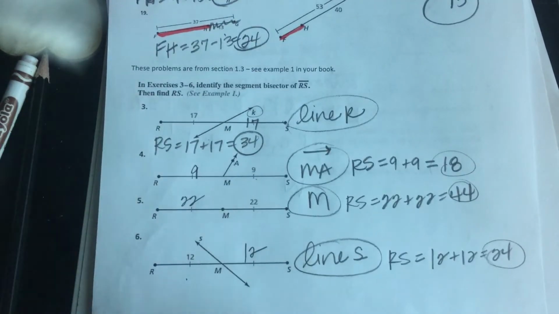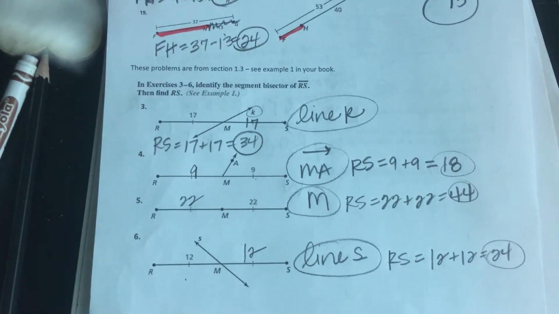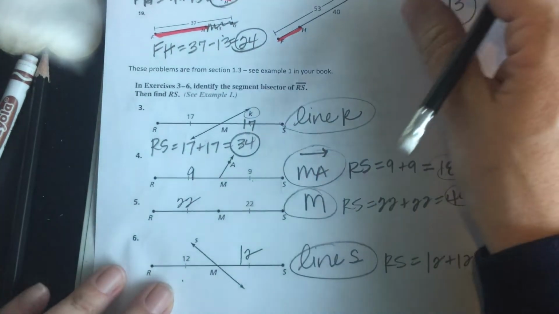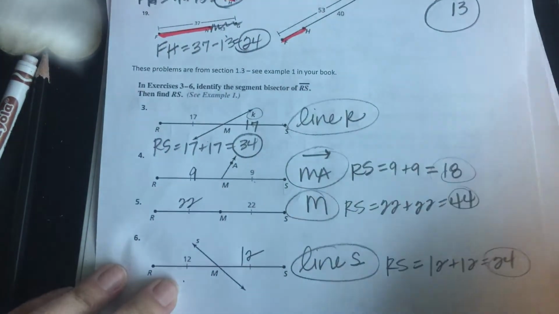12. RS is 2 parts. If it's on the review, it's on your test. That gives me hope. All right, now, do we got some more here?